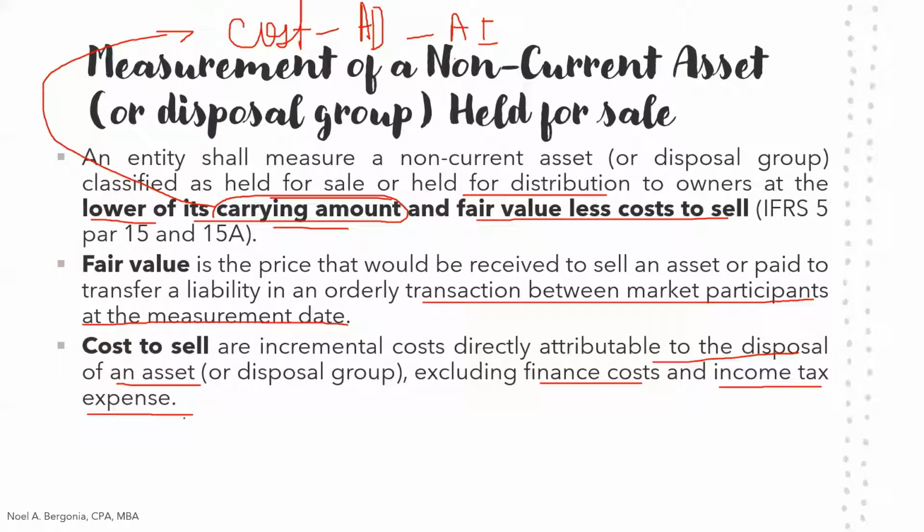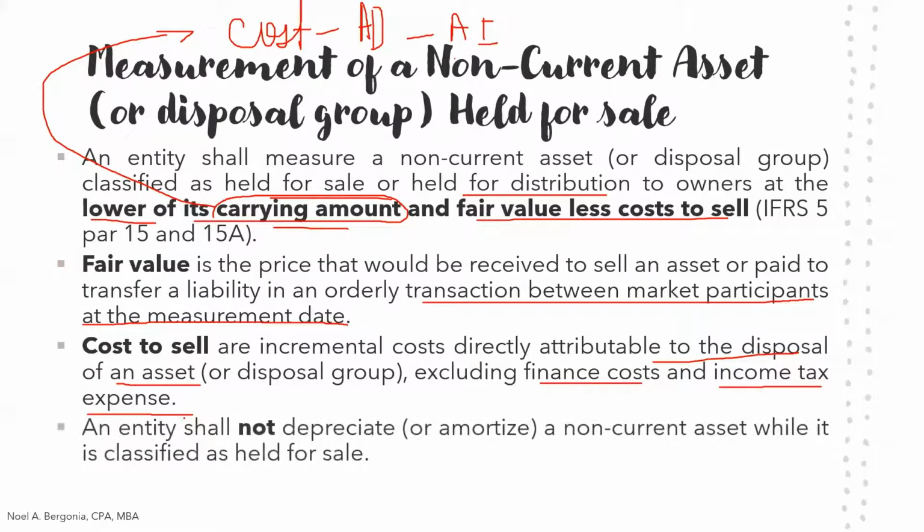Okay? And please take note, class, that an entity shall not depreciate or amortize a non-current asset while it is classified as held for sale. So meaning if its original classification as non-current asset is, let's say, PPE, which is depreciable, once it has met the requirements of IFRS 5 to become held for sale, we stop depreciation or even amortization. Okay? So you can no longer amortize it because we are already expecting to sell it within the 1-year period.